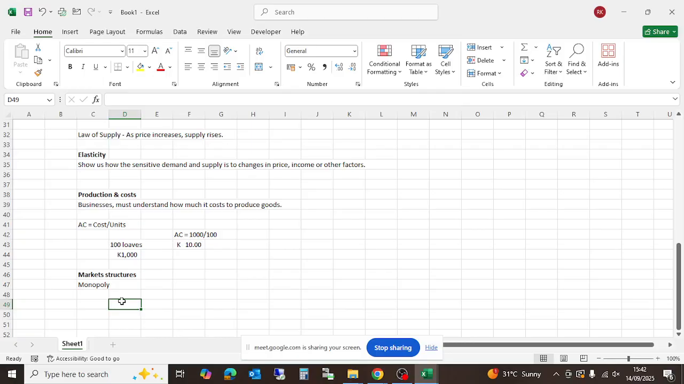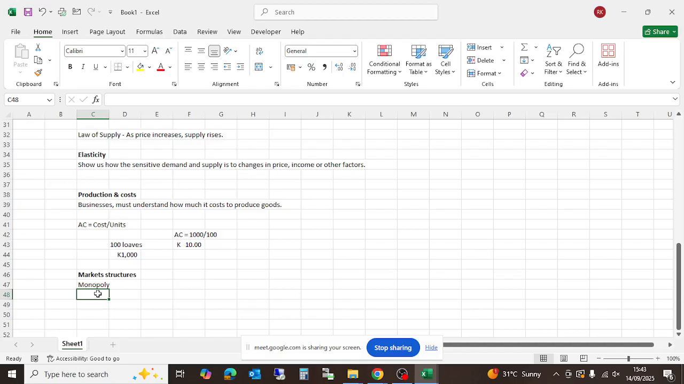So a monopoly is one seller. One seller controls supply and the price. Like for instance, Zesco controls the entire supply of electricity and the price of electricity.